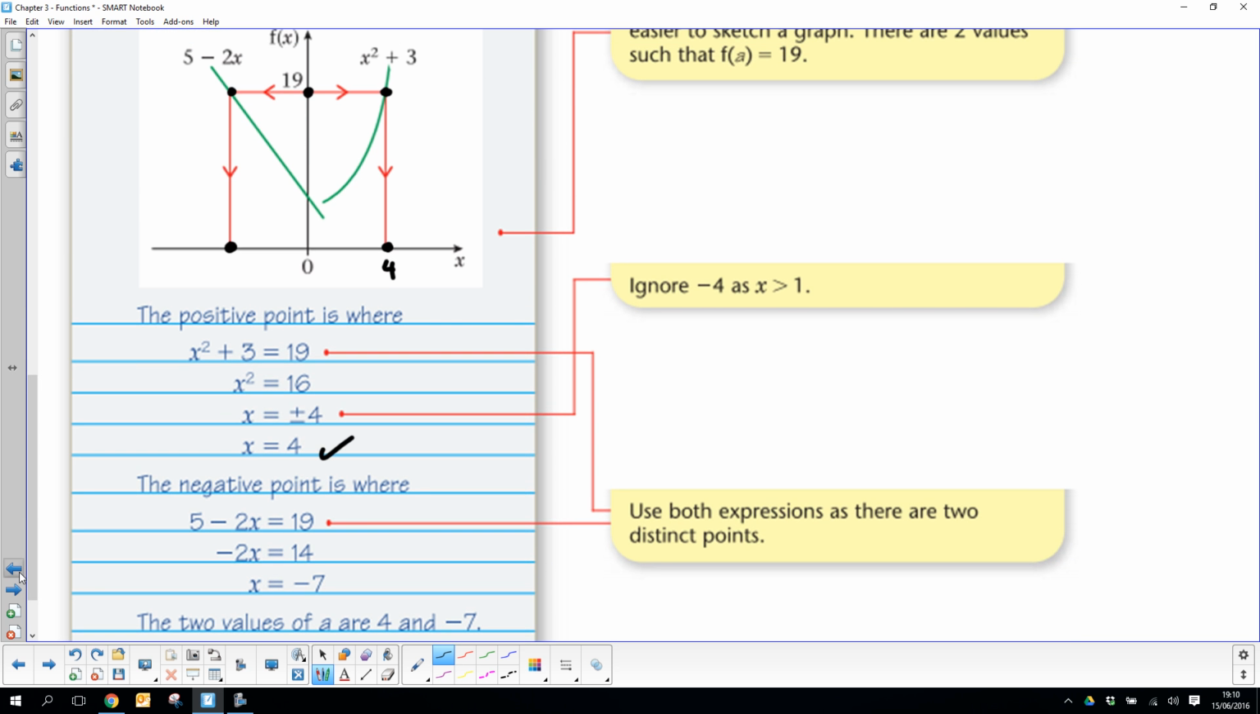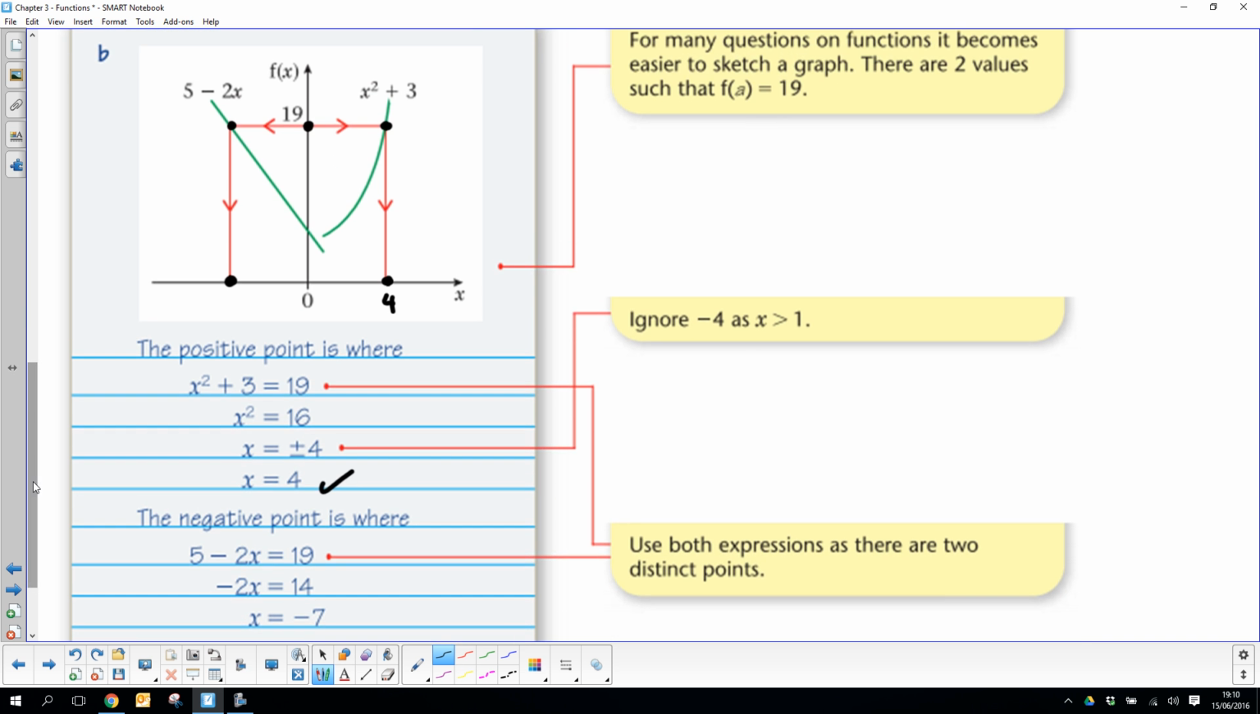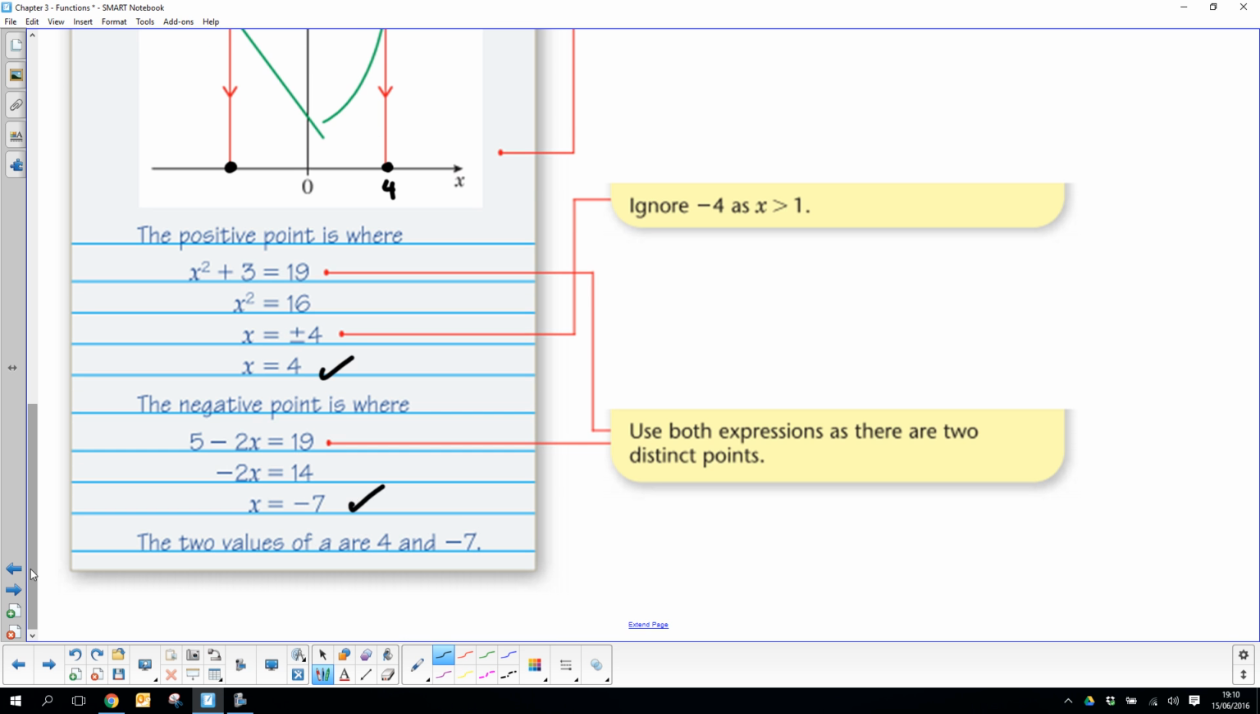The other value will be when 5 minus 2x equals 19. And if 5 minus 2x equals 19, minus 2x equals 14, taking 5 from both sides, and then dividing by minus 2 gives us x equals minus 7. So we have these two different values, when x is 4 and when x is negative 7.